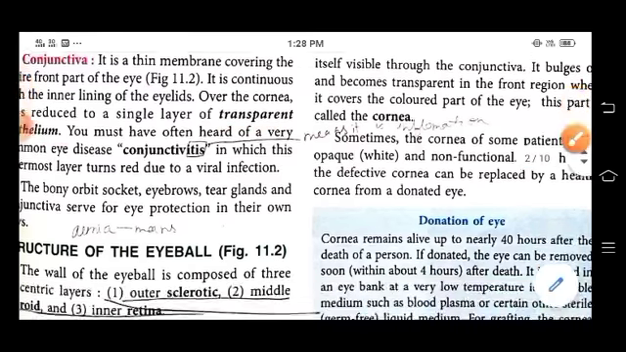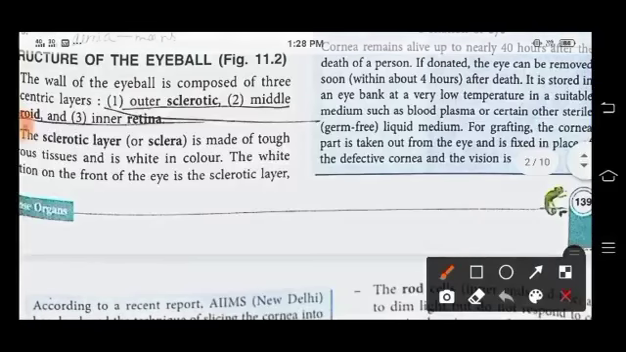Now, the structure of the eyeball. It has three layers, as I told you, children: the outer sclerotic, the middle choroid, and the inner retina. The sclera is a tough tissue and it is white in color, and the white portion in the front of the eye is the sclerotic layer.